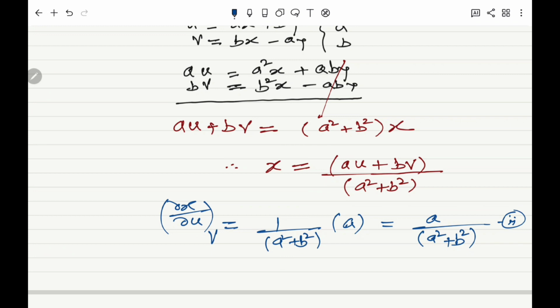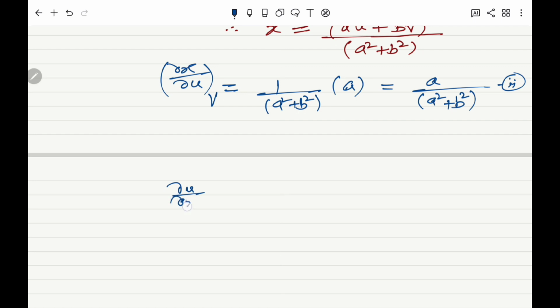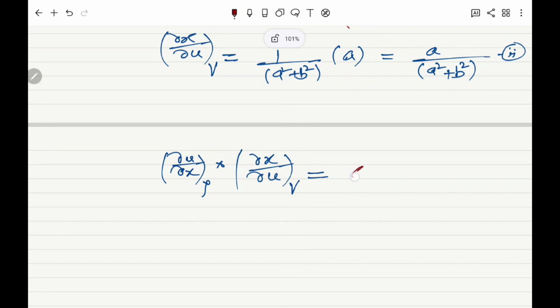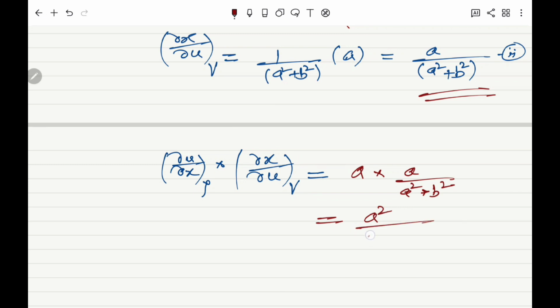Multiplying equation 1 and equation 2, we get dou u by dou x keeping y constant multiplied by dou x by dou u keeping v constant, and that is equal to, from equation 1, the value a for dou u by dou x keeping y constant. Substituting that value here, we get a multiplied by dou x by dou u from equation 2, that value is a upon a square plus b square. Therefore, simplifying it, we get a into a as a square whole divided by a square plus b square as the required answer.